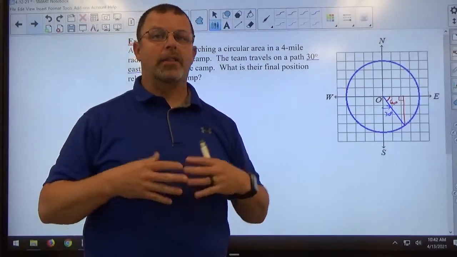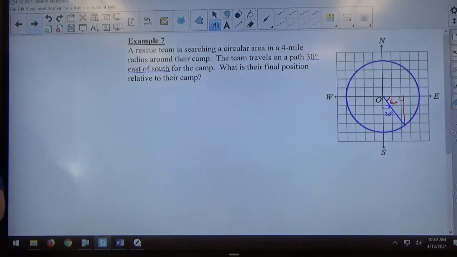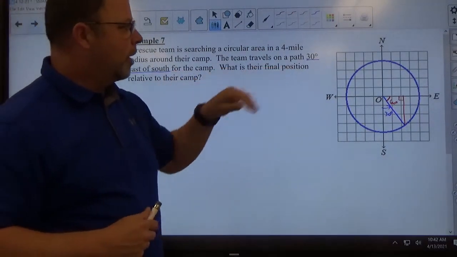Sometimes you're not given the correct angle. I use the word right angle, that's 90 degrees. Sometimes you're not given the correct angle, so you need to build the correct angle based on other properties. So we can see a right angle, we can see how big that angle is.